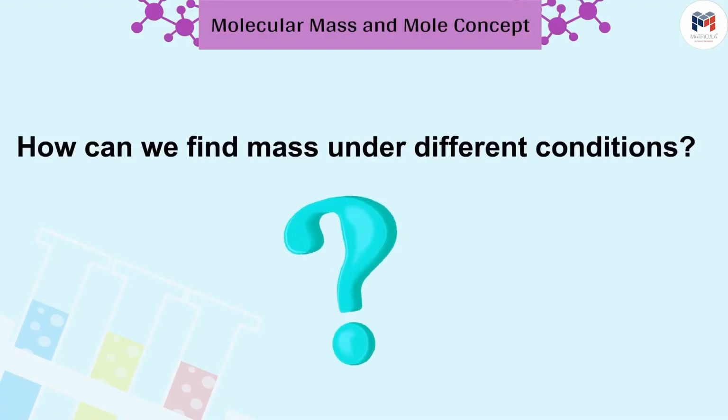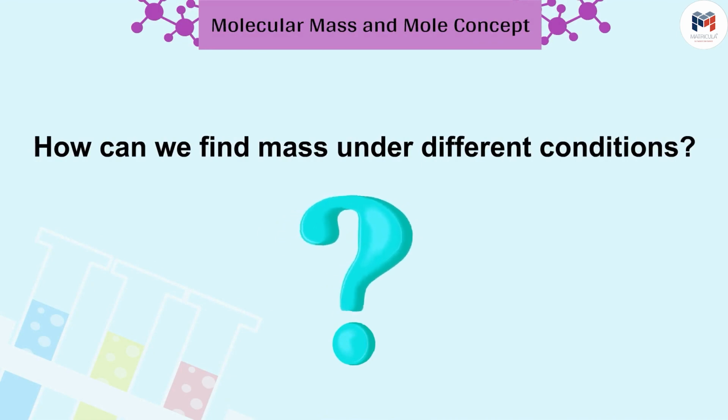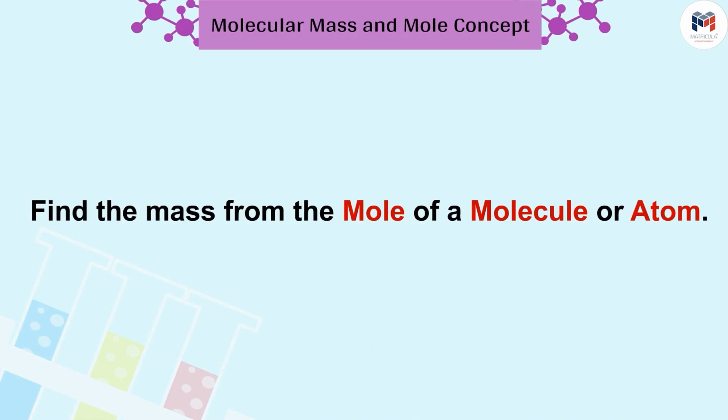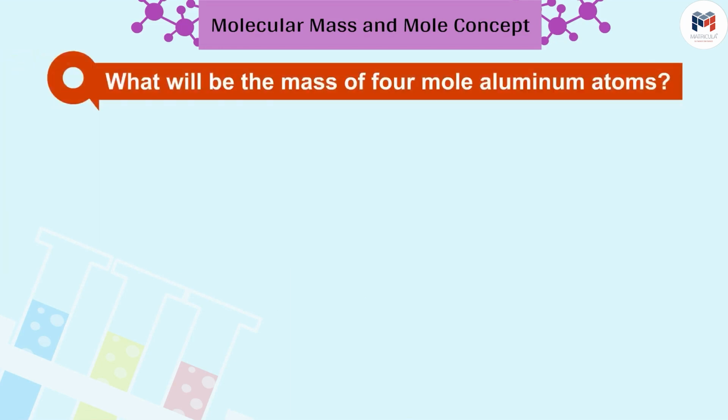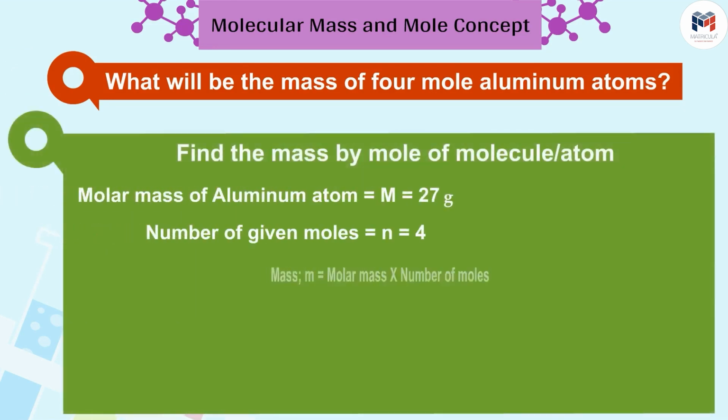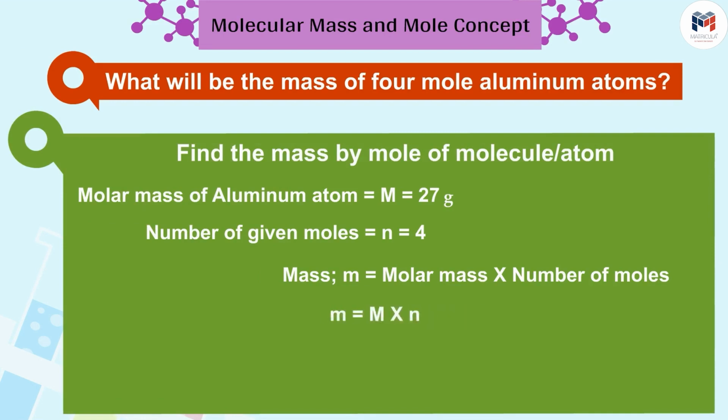Now we will see how we can find mass under different conditions. First, we will learn to find the mass from the moles of a molecule or atom. Let's see what will be the mass of 4 moles of aluminium atoms. To find this, we will multiply the molar mass of the aluminium atom by the number of moles. In this way, the mass of 4 moles of aluminium atoms is 108 grams.